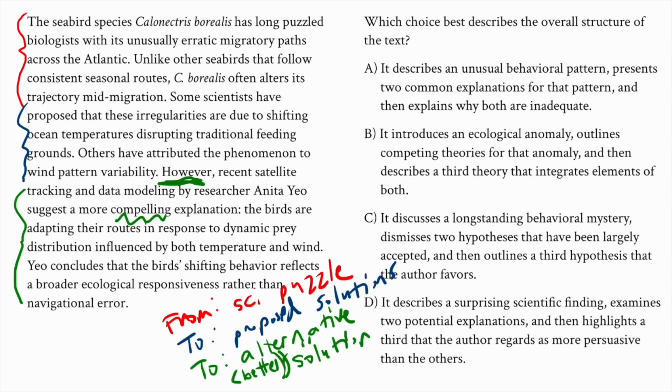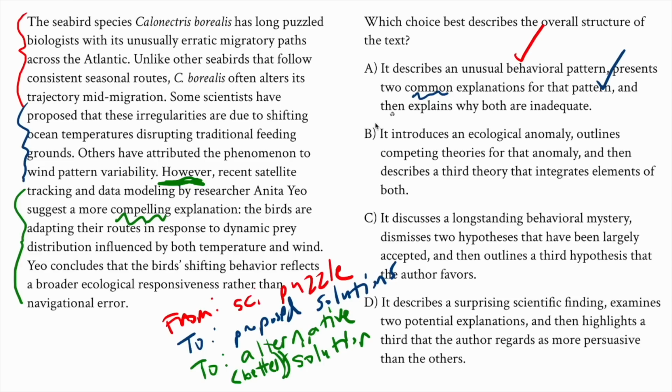Okay, so we get on to the answer choices. It describes an unusual behavioral pattern. Yes, an unusual behavioral pattern is a pretty good way of characterizing what we have here in terms of this scientific puzzle, these erratic migratory paths. It presents two common explanations for that pattern. I think that's right. Some have done this, others have done that. We don't necessarily know whether they're common, but I wouldn't use that as a reason to eliminate or to say that A is definitely wrong.